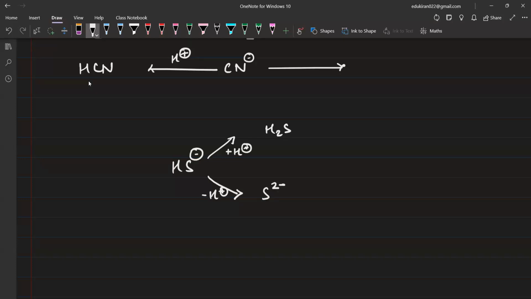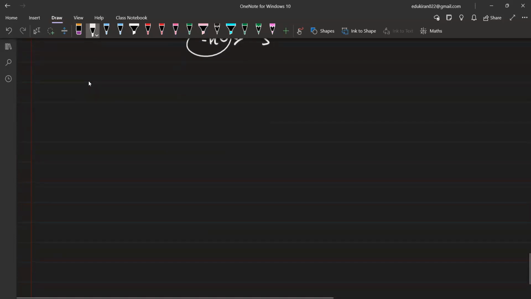ठीक है? So that means this HS negative has the ability to add as well as remove H plus. And these types of compounds, when it is adding H plus, वो hydrogen को abstract कर लेता है, it is gaining H plus, that means it is acting as a base. When it is removing H plus, it is acting as an acid. These compounds are known as amphoteric. They can act as acid and base both.